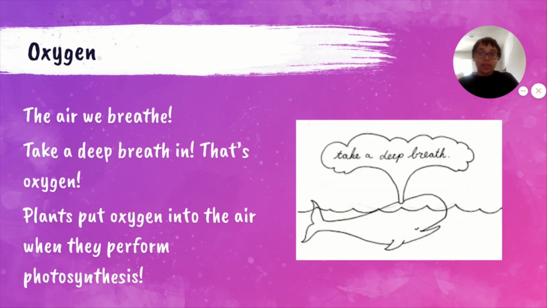Oxygen. Oxygen is the air that we breathe. All right, so I want you to take a deep breath in. Ready, go. Look at all that oxygen you just took in. Plants put oxygen into the air when they perform photosynthesis. So they're like the opposite of us. They take in carbon dioxide and they breathe out oxygen. We breathe in oxygen and we breathe out carbon dioxide. Isn't that cool?